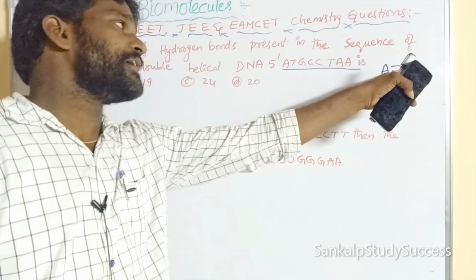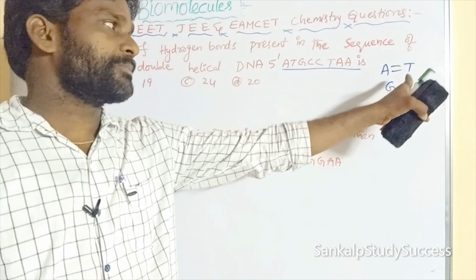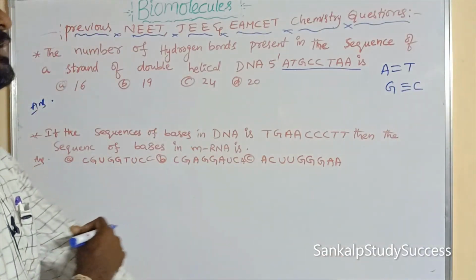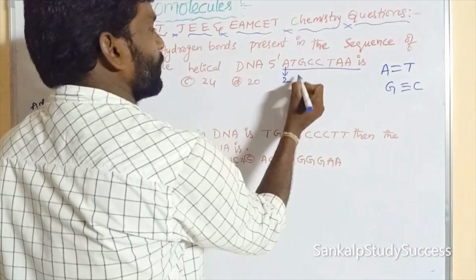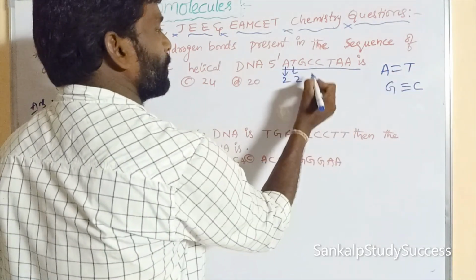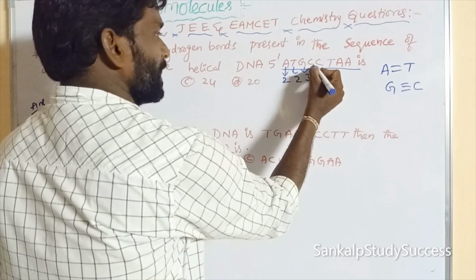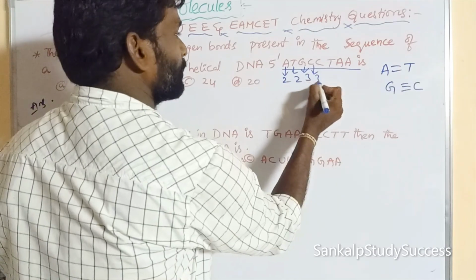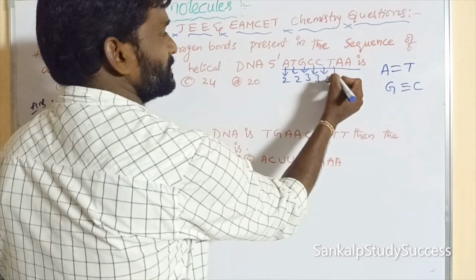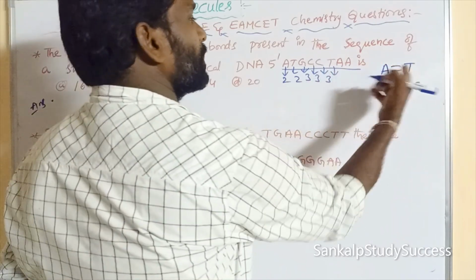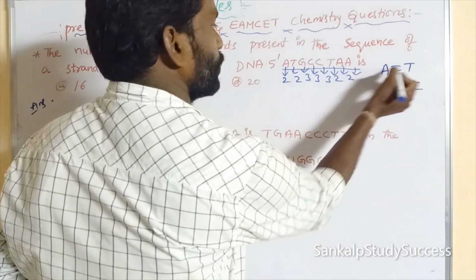Adenine forms 2 hydrogen bonds with thymine. Guanine forms 3 hydrogen bonds with cytosine. We know that. So this is A, and A always forms 2 hydrogen bonds. T also always forms 2 hydrogen bonds. Guanine forms 3 hydrogen bonds. Cytosine also forms 3 hydrogen bonds. This is thymine, and thymine forms 2 hydrogen bonds. And adenine 2 hydrogen bonds.